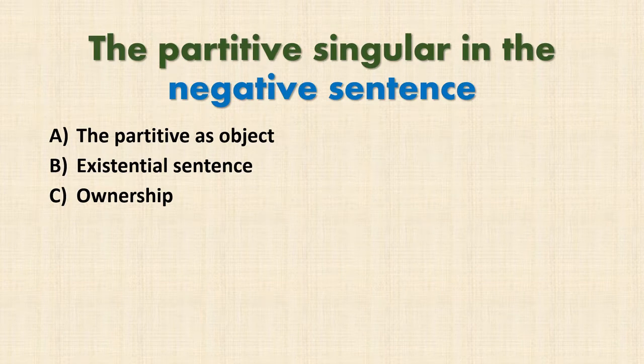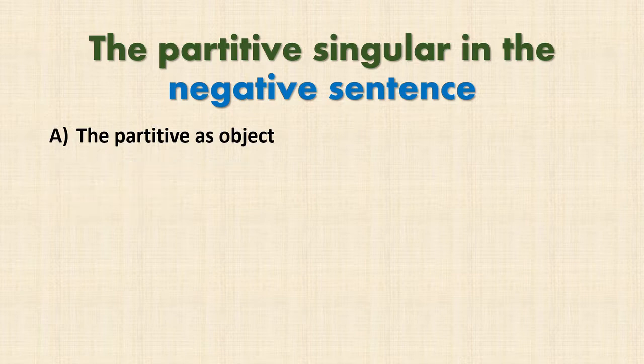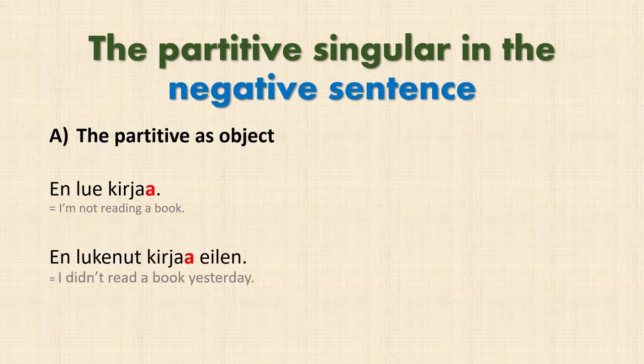The partitive in the negative sentence. If I want to say I'm not reading a book or I will not read a book, the choice is easy. It's the partitive. En lue kirjaa. The same goes if I didn't read a book yesterday. En lukenut kirjaa eilen.